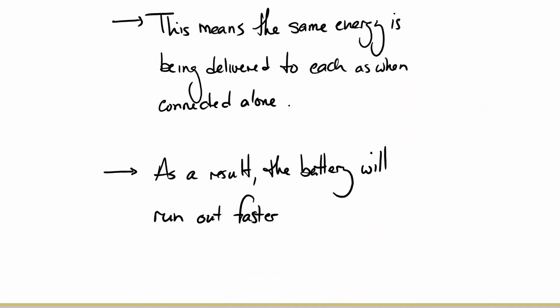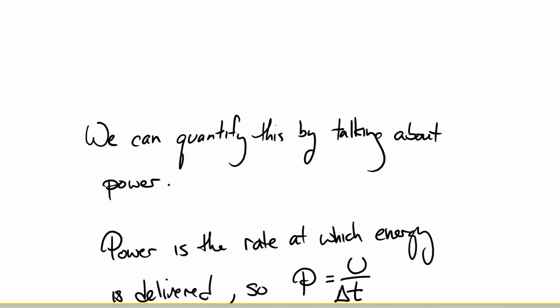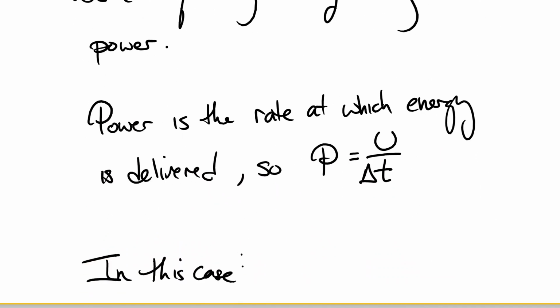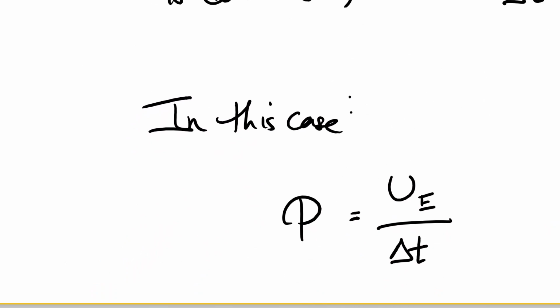And so we can talk about this using power, which is how we're going to quantify this. Power is the rate at which energy is delivered. So power is energy per time. In this case, the energy we're talking about is electric potential energy. So the energy we want to think about is this electric potential energy, per time.